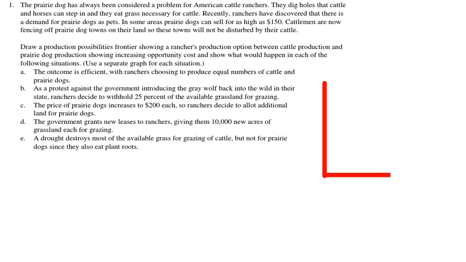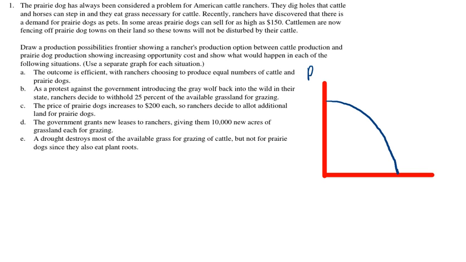Vertical axis. Horizontal axis. And I want to draw a curve, a bowed out curve it's called. This is the shape that they want to see when they say increasing opportunity cost. Now, it doesn't matter which axis I choose for prairie dogs and which axis I choose for cattle. It really doesn't. But you do have to label them. So I'm going to label this prairie dogs, PD for prairie dogs, and I'm going to label this C for cattle.